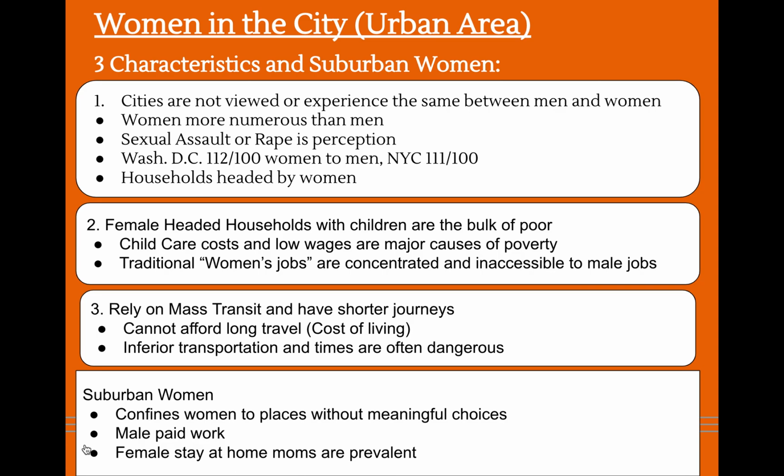And their movement on mass transit is very intentional because of the dangers that lurk, or perceived dangers that lurk. Suburban women are very different than central city women. They're confined to places without meaningful choices in a lot of suburbs because, as we saw with consumer services increasing in the suburban area, that might be minimized. However, consumer services are so spread out, oftentimes it takes a car to go to those consumer services. Oftentimes mothers don't work. Males pay the living wages, and females stay at home and are prevalent within important decisions that are made at home.